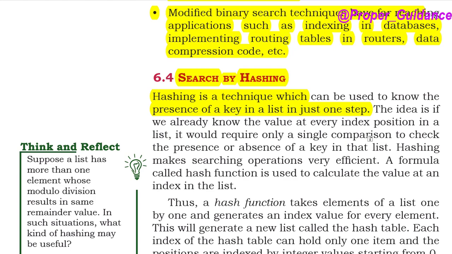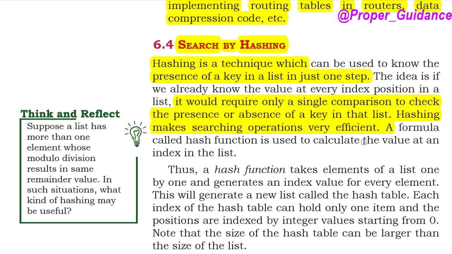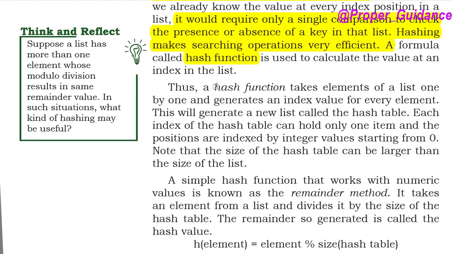The idea is that if we already know the value at every index position in a list, it would require only a single comparison to check the presence or absence of a key in that list. Hashing makes searching operations very efficient. A formula called a hash function is used to calculate the value at an index in the list. Thus, a hash function takes elements of a list one by one and generates an index value for every element.